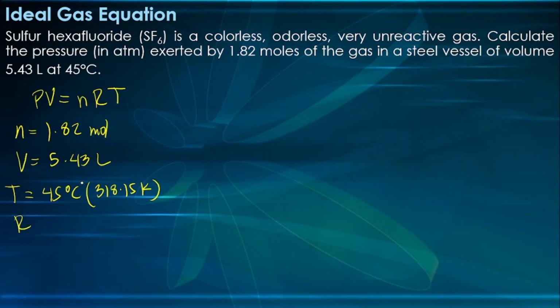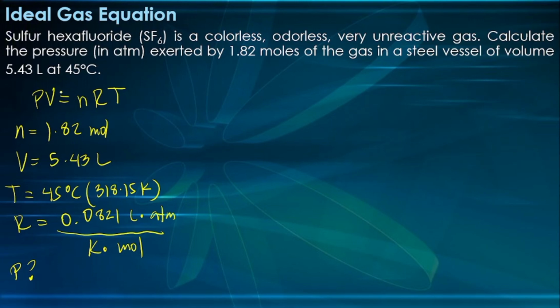Again, for our gas constant R, since what we are looking for is in ATM, atmospheric pressure, we will use the value of R for ATM. That will be 0.0821 liters times ATM over Kelvin times mole. So what we will look for is the pressure.